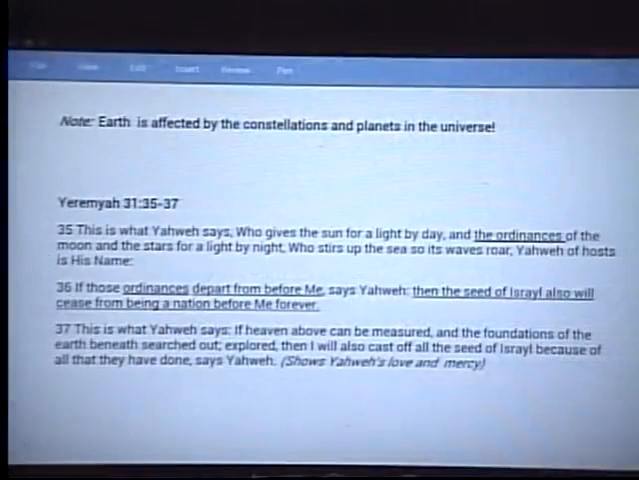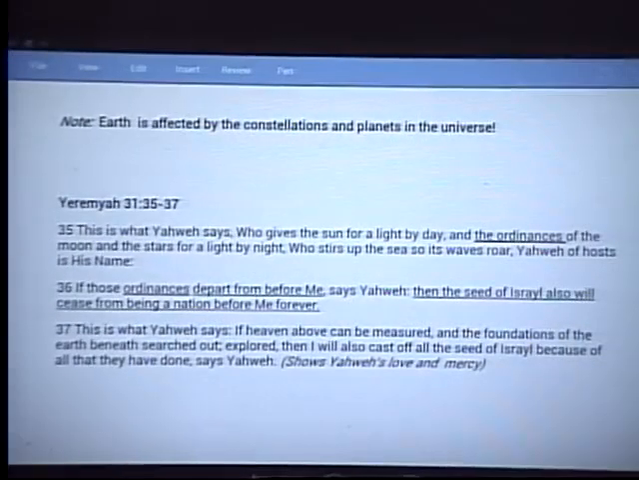But they do. Verse 37, so this is what Yahweh says. If heaven above could be measured, and the foundations of the earth beneath searched out or explored, then I will also cast off all the seed of Israel because of all that they have done, says Yahweh. So you see, this shows Yahweh's love and mercy, because there's no way that you can measure the heavens. There's no way. And if these things would be done away with, then he says my covenant would be done away with. Okay? So basically he's using that as a comparison to show you that he does watch over us and take care of us.